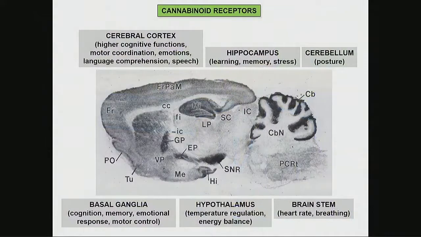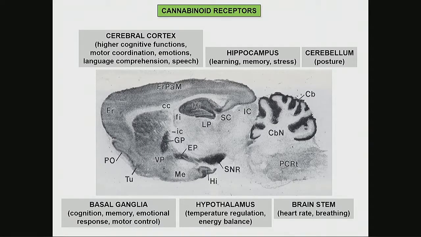This is an image of a slice of a rat brain. If we do the same with human brains, the result will be basically the same. In this technique, the authors stained, or colored, the CB1 receptors. So the darker you see an area, the higher the amount of CB1 receptors expressed. And as you can see, we have huge amounts of CB1 receptors.